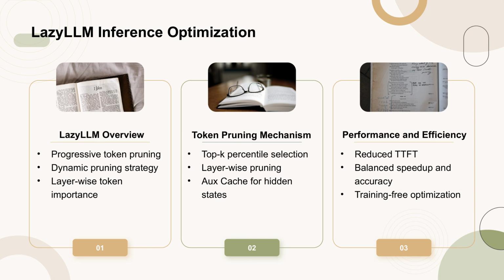Additionally, an AUX cache is introduced to store hidden states of pruned tokens, ensuring efficient retrieval without repetitive computation. This results in a significant reduction in time to first token, TTFT, and overall computation, achieving a balance between speedup and accuracy without the need for additional training.